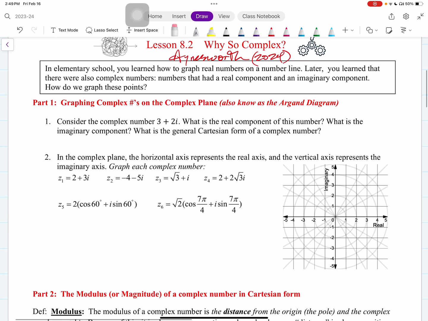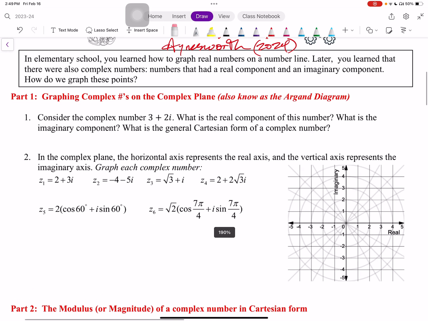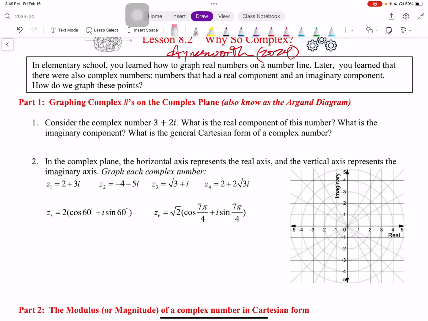So here we go. Back in elementary school, you learned how to graph real numbers on a real number line. And later on, when you got a little bit older, you also learned that there was a new set of numbers called complex numbers that involved the real and the imaginary numbers put together through addition or subtraction. So let's get right into it.